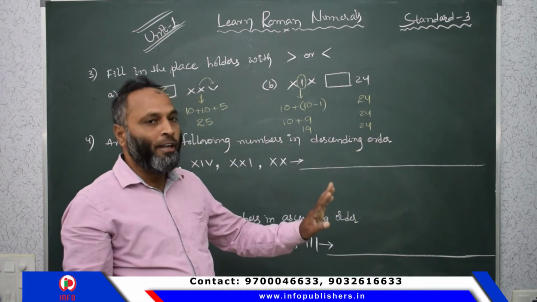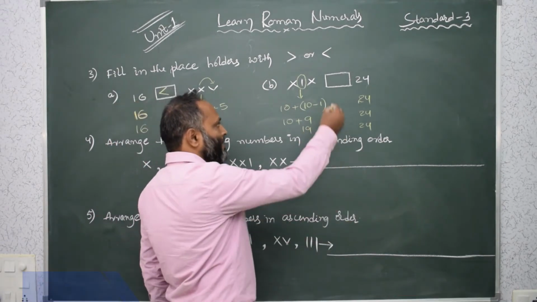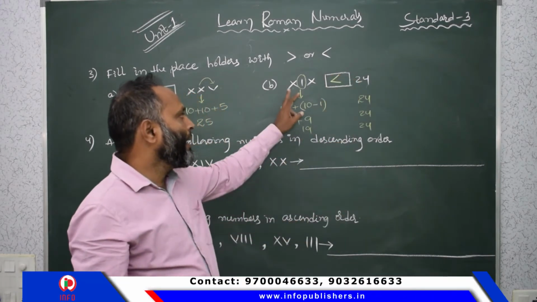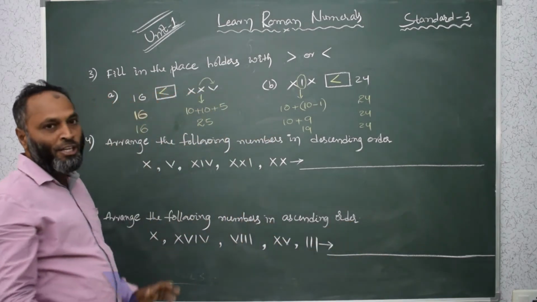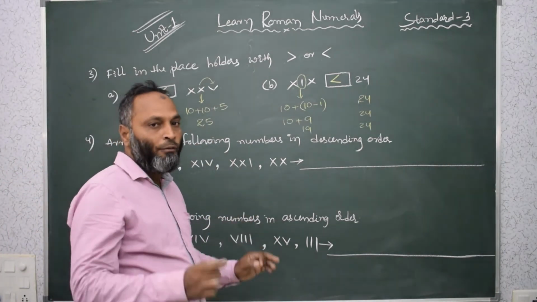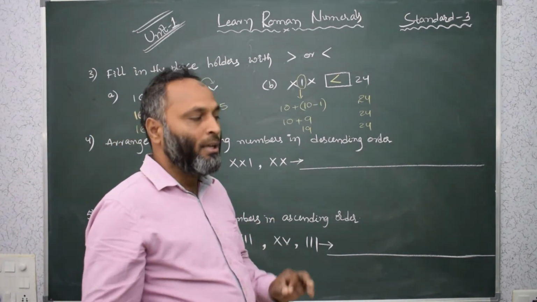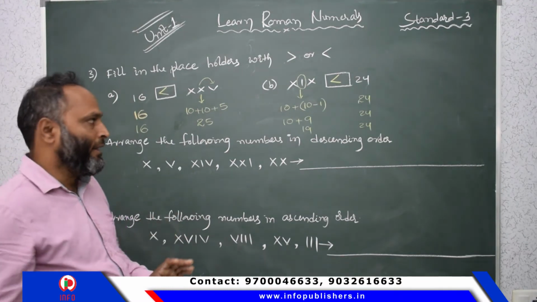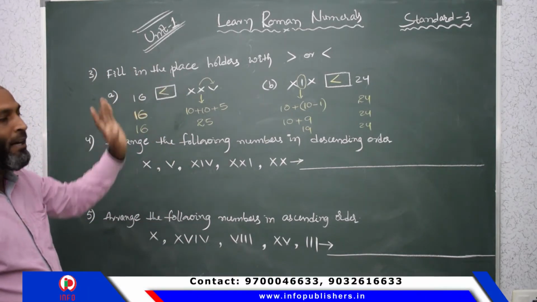In 19 and 24, 19 is lesser than 24. So here the lesser than symbol. XIX means 19, and 19 is lesser than 24. In this way, whenever the comparison is given between Roman numerals and Hindu-Arabic numerals, first we have to convert the Roman numerals into Hindu-Arabic numerals. Then after converting, you have to decide whether they are lesser or greater than. So this is the method to decide lesser than and greater than.